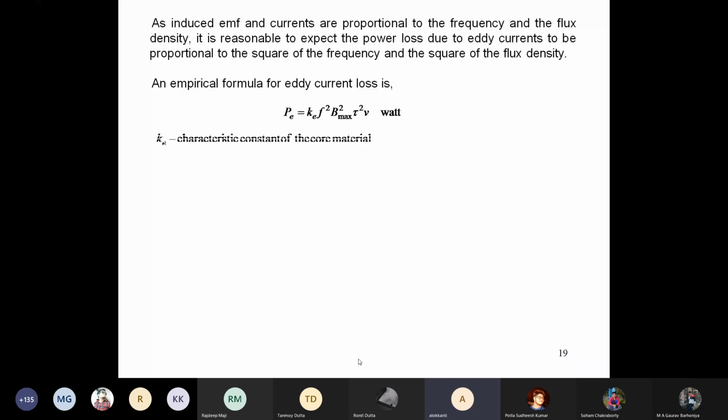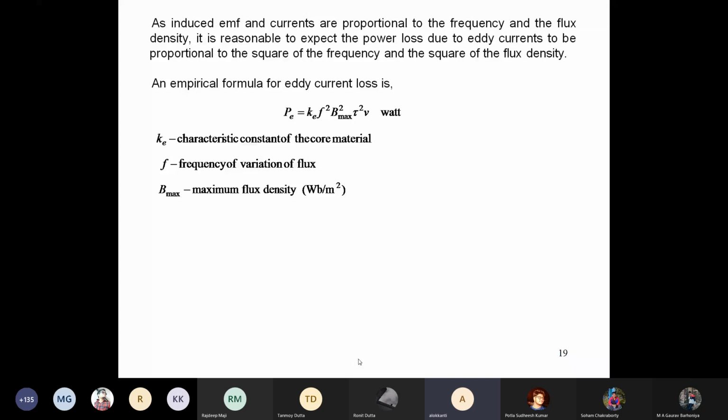So this K is basically called the characteristic constant of the core material. F is the frequency of variation of flux. Okay, so the time varying. If the EMF source has a frequency F, the current will also have a frequency F. The flux will also have a frequency F of variation. And Bmax is the maximum flux density. You already know Bmax. Unit is Weber per meter square.